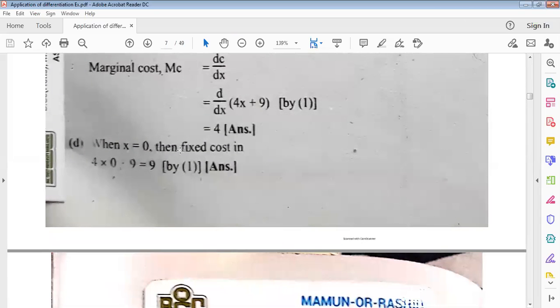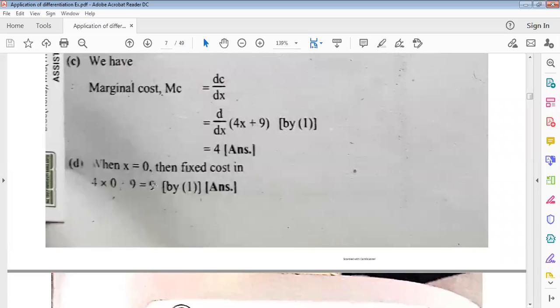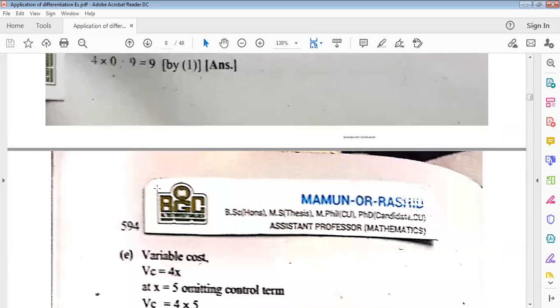Again, when x equals 0, the fixed cost from equation 1 is 4 into x plus 9. Putting x equals 0, 4 into 0 plus 9 equals only 9. This is the fixed cost.